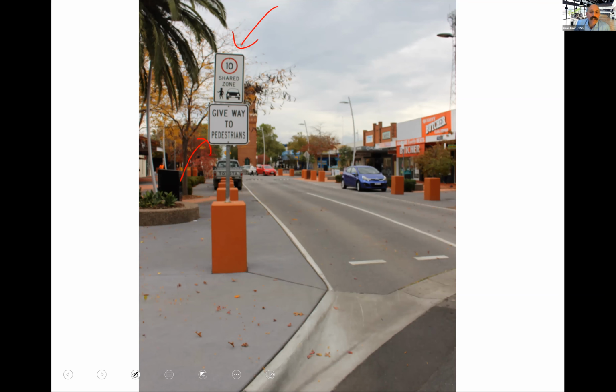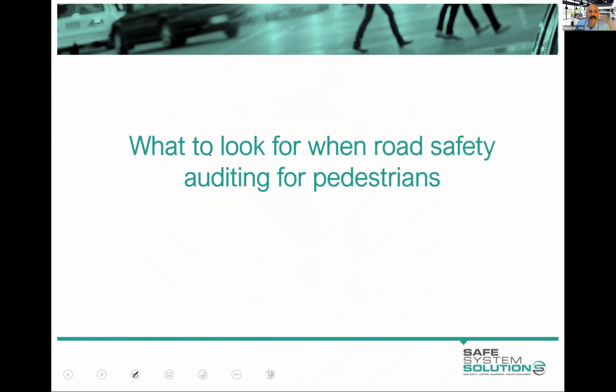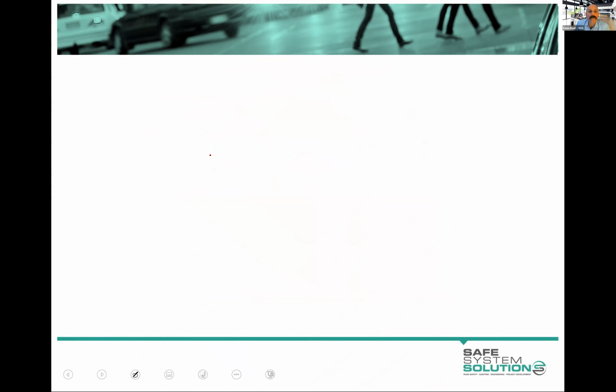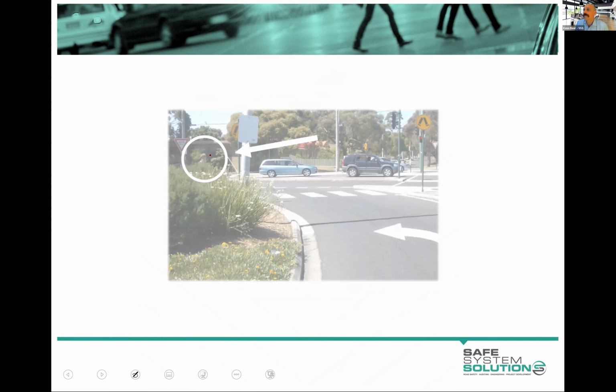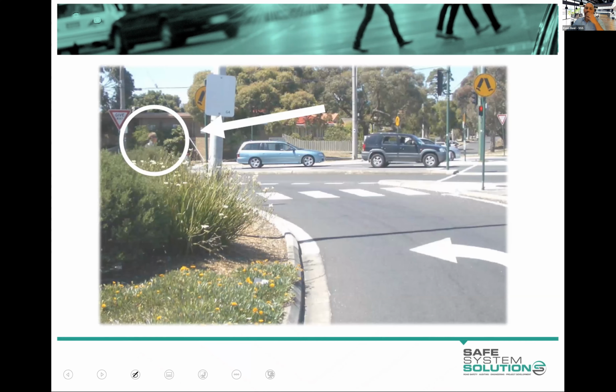So as an auditor, you want to check how well this is actually going to be complied with, and are we going to get confusion? And this leads me really nicely into auditing for pedestrians. Some issues. All right, let's do some pictures, some case studies of pedestrian issues.